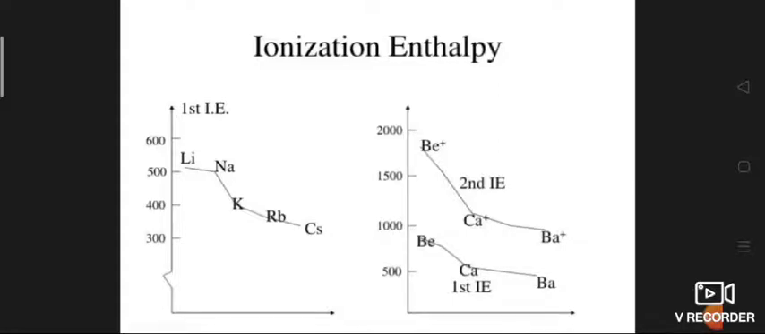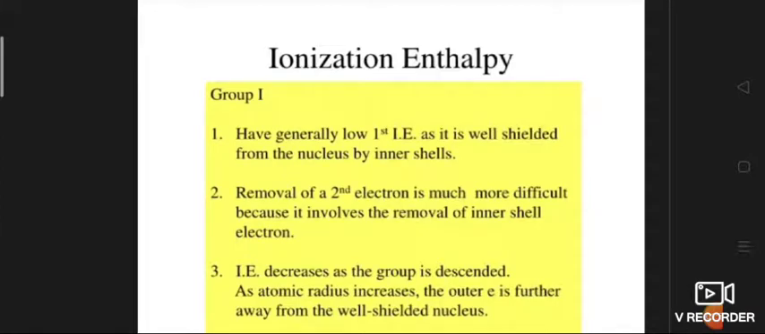So this order shows the ionization enthalpy. Lithium has more ionization enthalpy than sodium, potassium, rubidium, cesium. At the same time, beryllium has more ionization enthalpy than barium. If you remove one electron from beryllium, it changes to an ion. So for the beryllium ion, the second ionization enthalpy is more than the first ionization enthalpy.